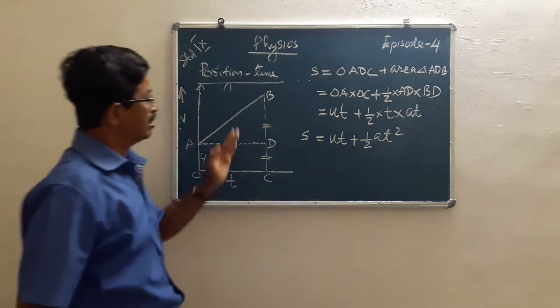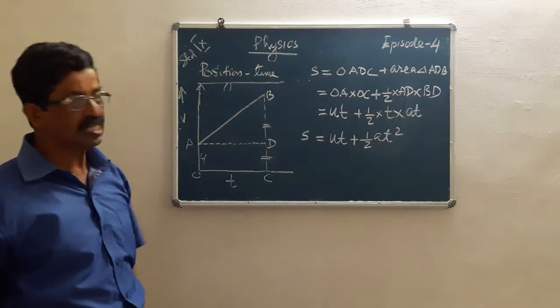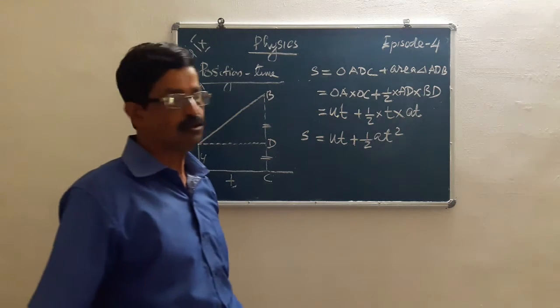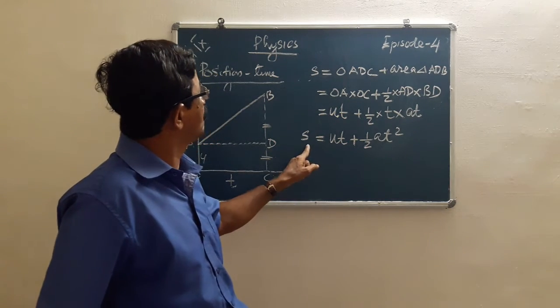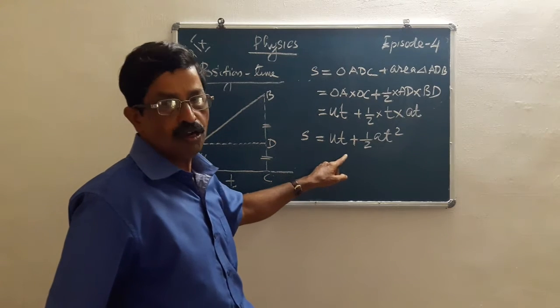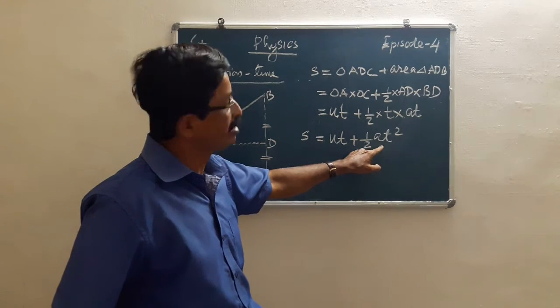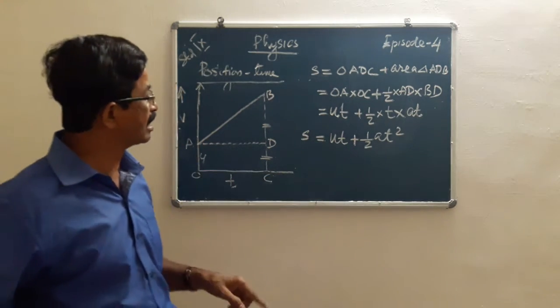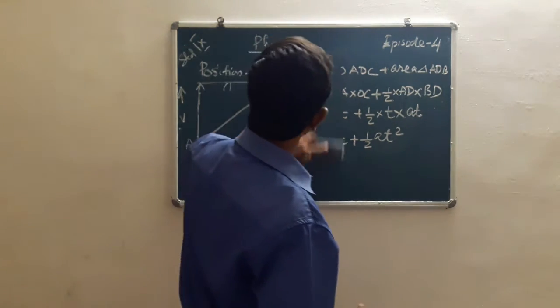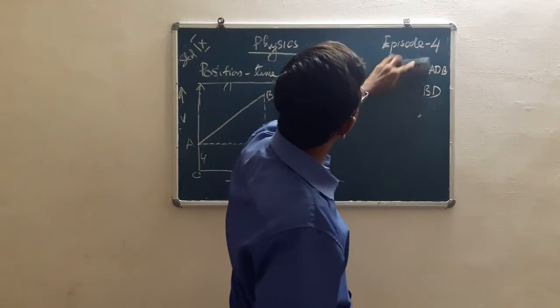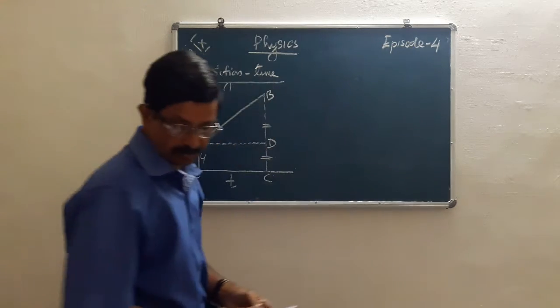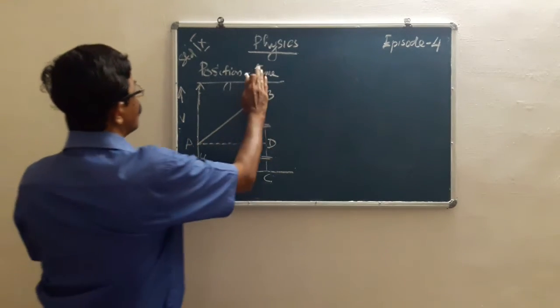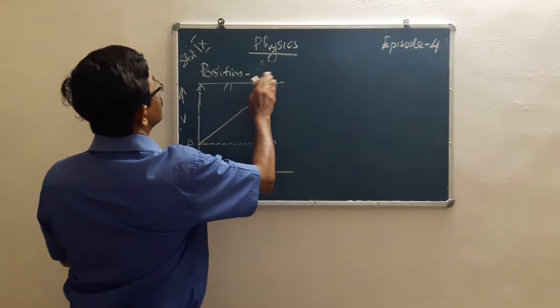Now we got two relations: V is equal to U plus AT, and the second one, S equal to UT plus half AT square. Now we want to get the third relation, that is the position-velocity relation.